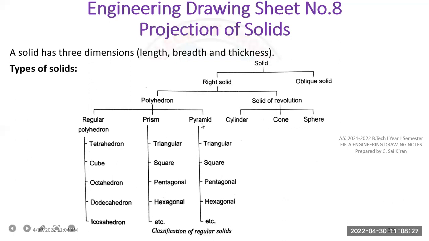Next is the pyramid. In the pyramid, at the bottom we have a shape. It can be any shape like triangular, square, pentagon, and hexagon. On top of it we have an apex point. All the corner points of the triangle, square, pentagon, and hexagon will touch the apex point. For the prism we have rectangular faces, and for the pyramid we have triangular faces. These things you have to remember in these types of solids.